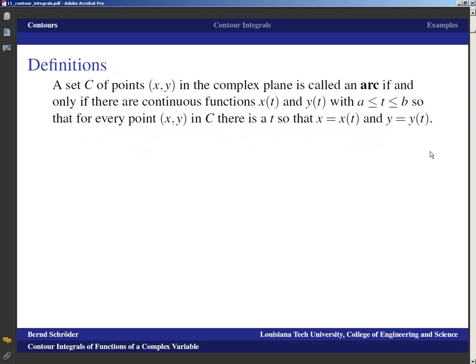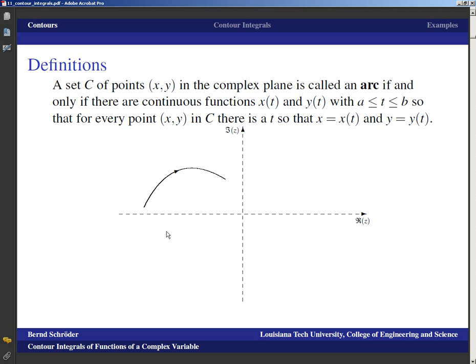First of all, we want to talk about these contours. If we've got a set C of points x, y in the complex plane, remember that the point x, y is equal to the complex number x plus i y. That set of points is called an arc if and only if there are continuous functions x of t and y of t with a ≤ t ≤ b, so that for every x, y in C there is a t so that x is x of t and y is y of t. So that's basically a parametric curve as you know it from calculus.